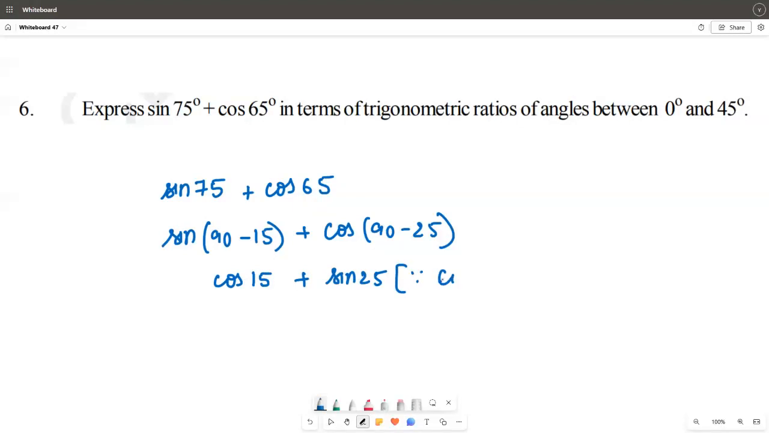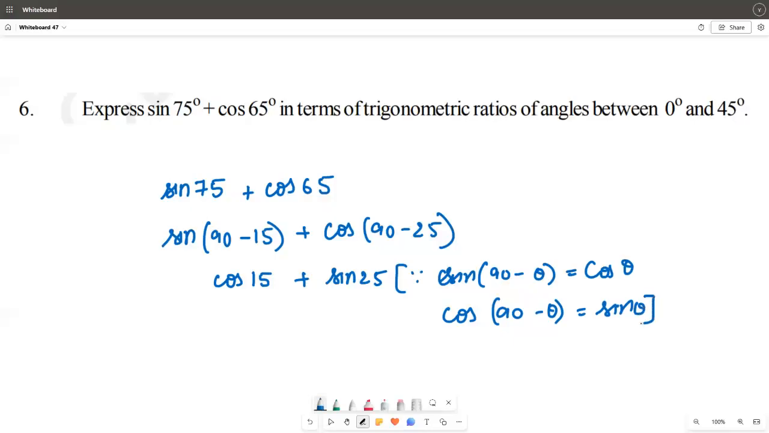Since sin(90 minus theta) is equal to cos theta and cos(90 minus theta) is equal to sin theta, that's it. 15 and 25 degrees both lie between 0 and 45, and so this is the answer to this question.